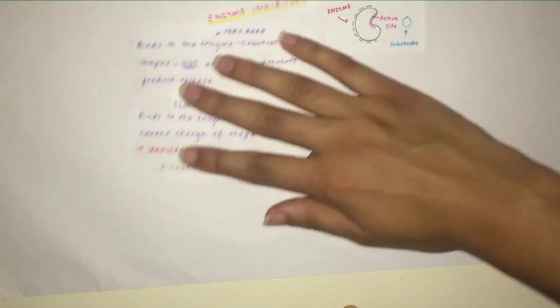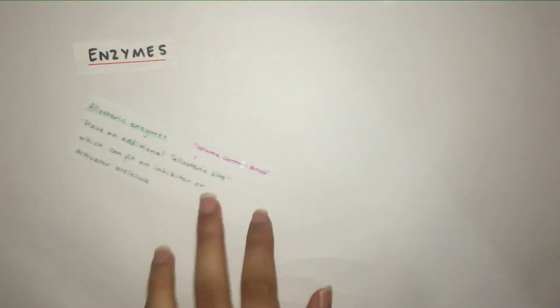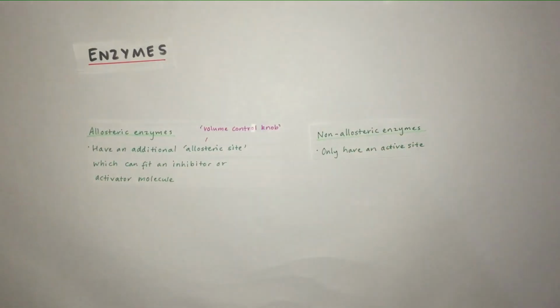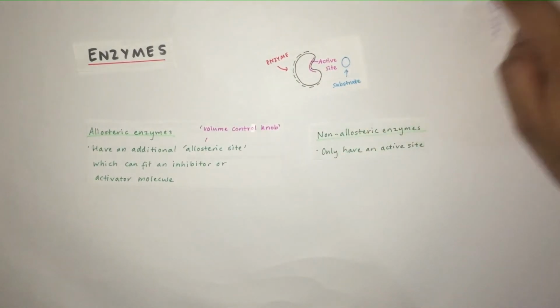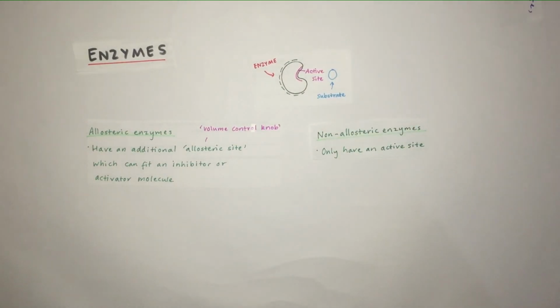So that's enzyme inhibitors. And finally, I just wanted to talk about some other terms that you might see with enzymes. These are allosteric enzymes and non-allosteric enzymes. Allosteric enzymes have an additional allosteric site, which can fit an inhibitor or an activator molecule. So let's pull up a little enzyme again. Basically, it has a different site. Where the green dotted line is, there's another site there, which can fit an inhibitor or activator molecule, and it's kind of like a volume control knob, which can inhibit the activity or cause it to become greater.